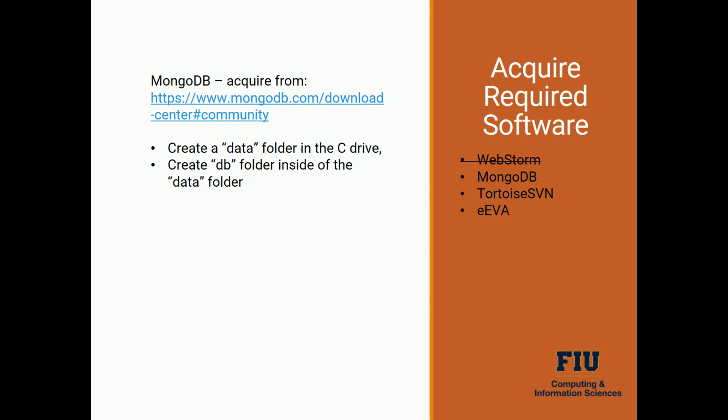Next, you need MongoDB. Go to the website provided and follow all instructions that pertain to your machine setup. After you've downloaded MongoDB, you need to create a data folder on your C drive, and within that folder, you need to add a DB folder.